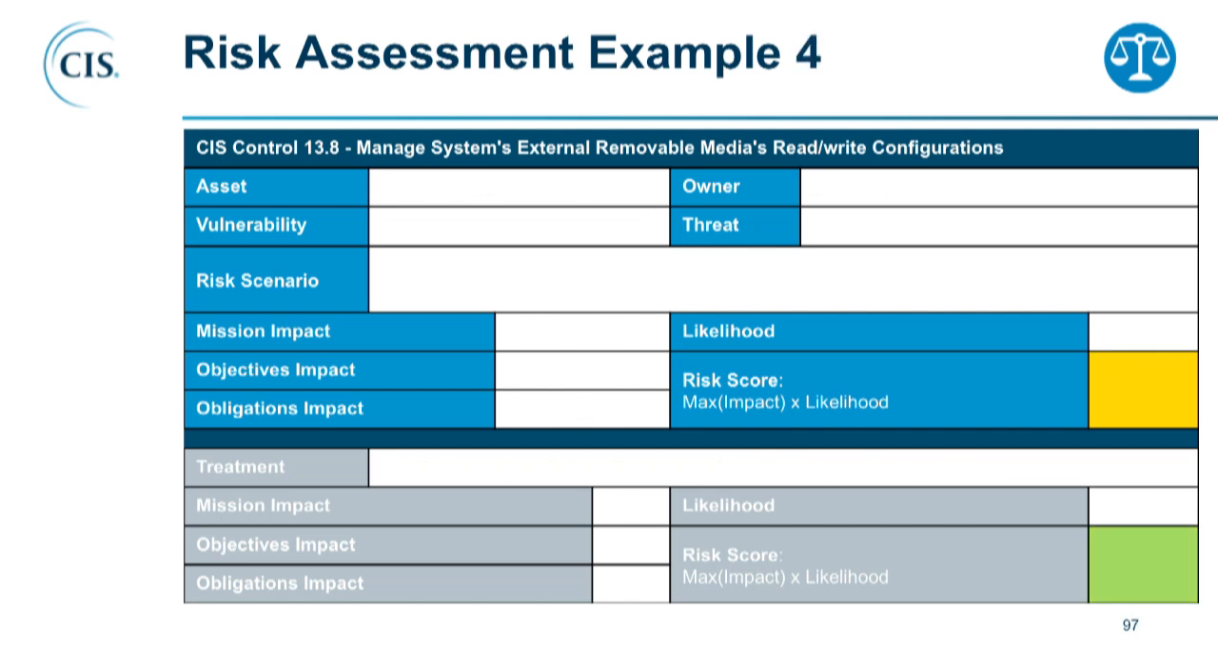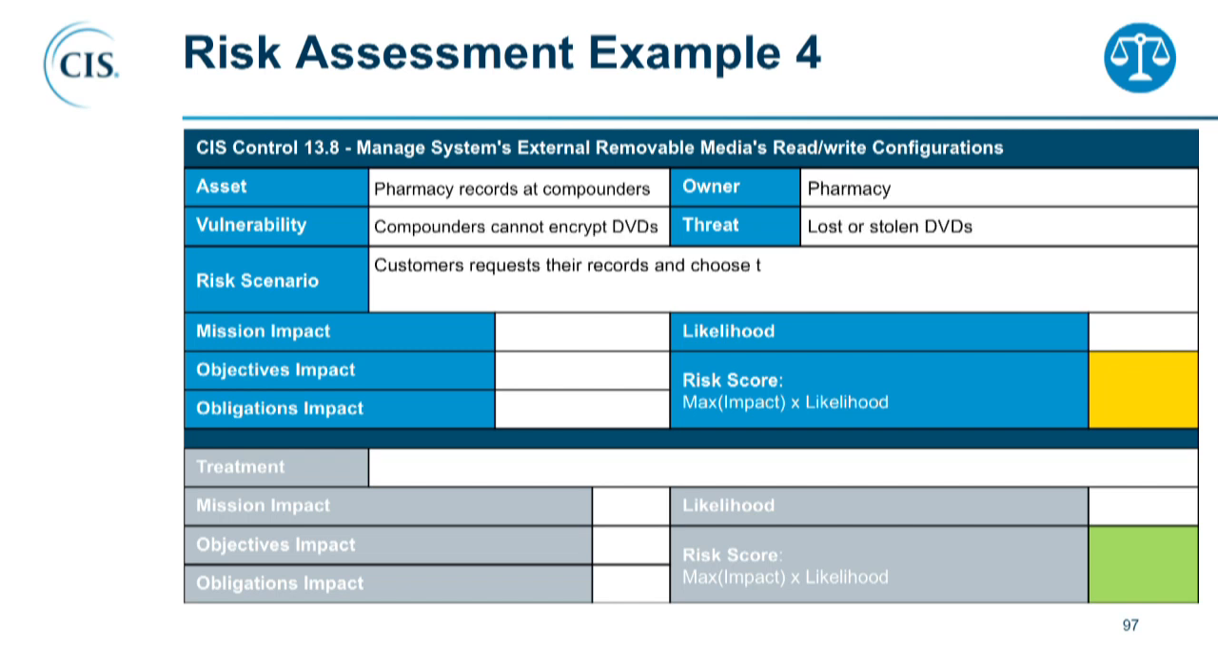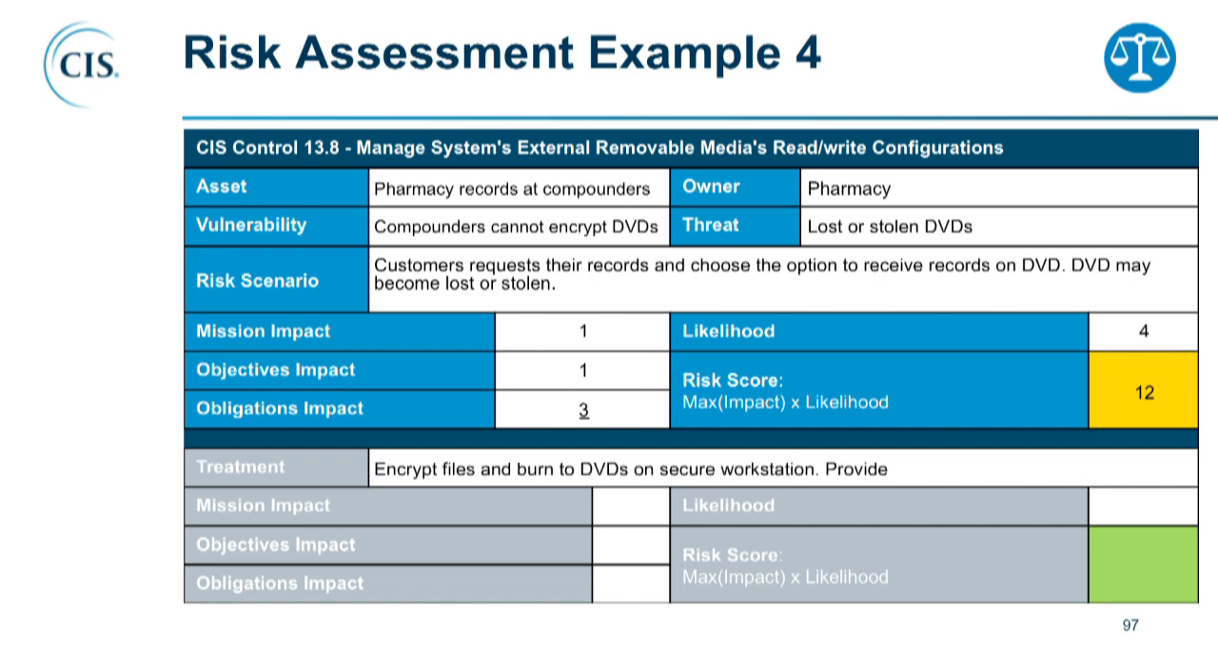Same risk. You can just click ahead through here. You can just keep clicking until we fill out the top table. It's the same risk, the same mission, impact, obligations, and likelihood. Now let's click ahead for the treatment. What if we say, let's encrypt the files and burn to DVDs on a secure workstation that's connected to that? Can we try that? Is that okay?